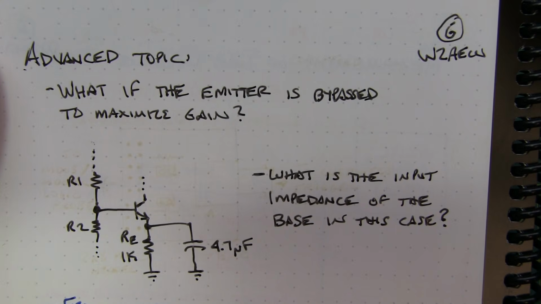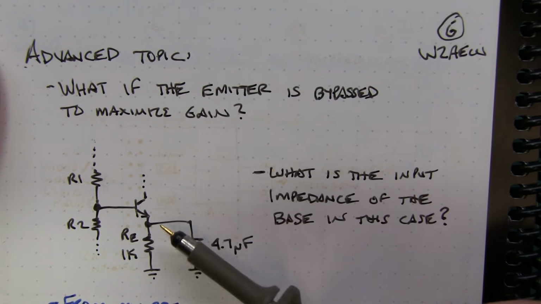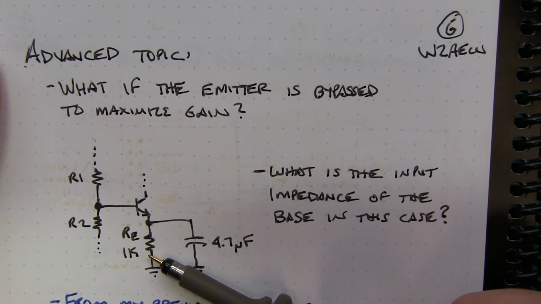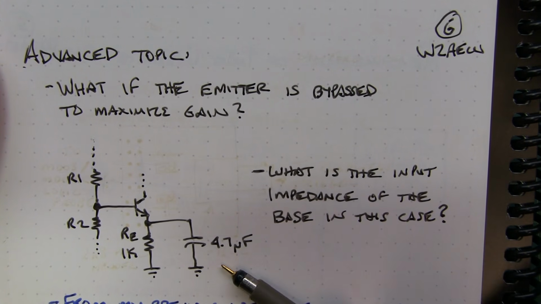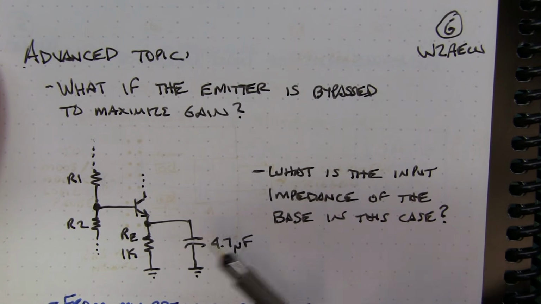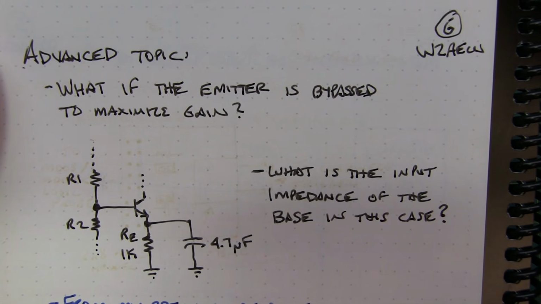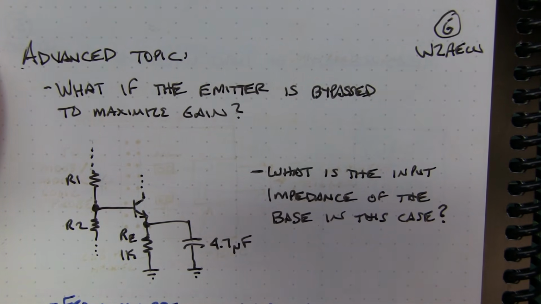Now a bit more of an advanced topic, what if the emitter is bypassed? Typically if you want to get high gain out of a common emitter amplifier, you might use a resistor in the emitter to set up the bias for the amp, but then bypass that with a capacitor so that for the signal frequencies it looks like the capacitor is shorted. That increases the gain, but it also affects the input impedance. So how do we calculate that?